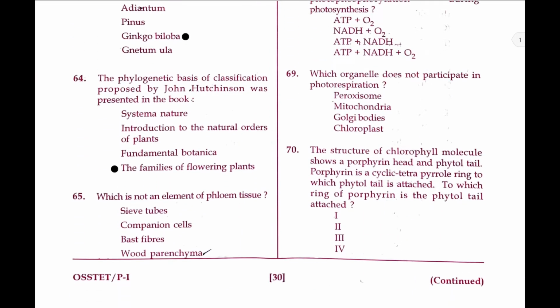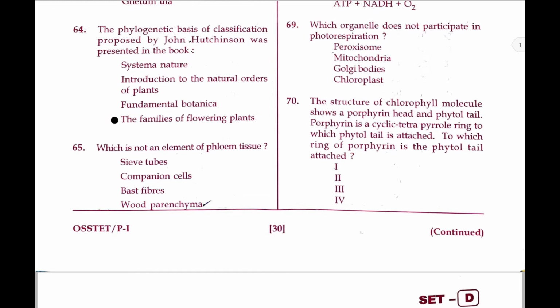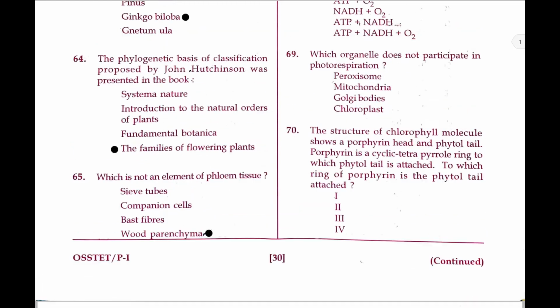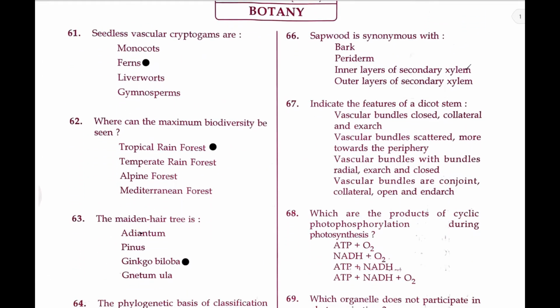Next question. Which is not an element of phloem tissue? The answer is wood parenchyma. Next question, 66. Sapwood is synonymous with dash. The answer is outer layer of secondary xylem. Next question. Indicate the features of dicot stem.